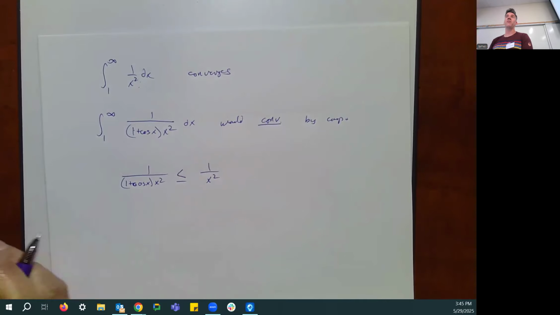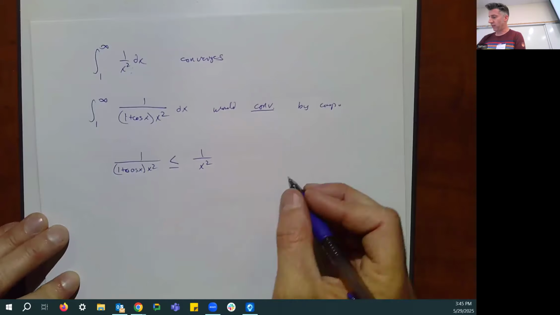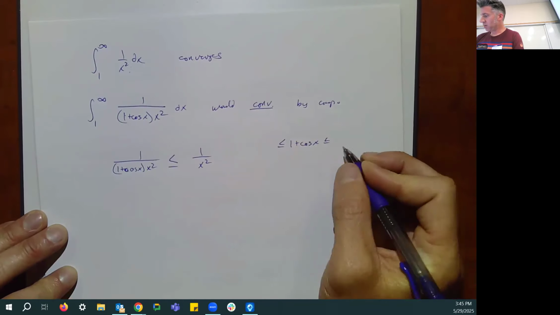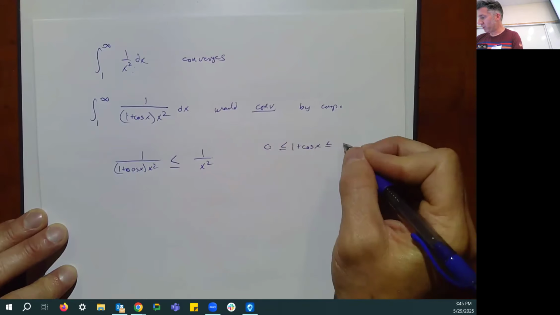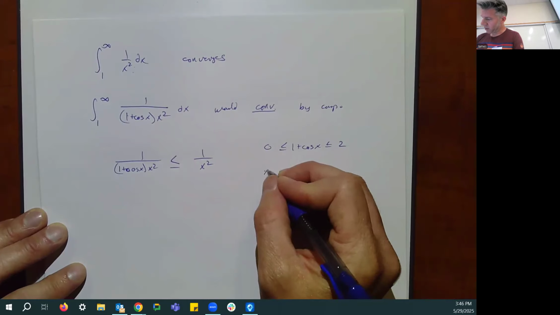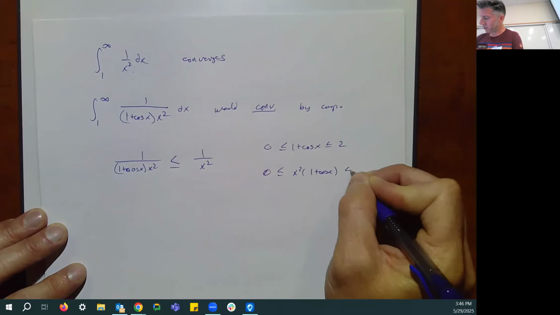So maybe you all had different problems, but this would definitely work. This inequality you can get from saying 1 plus cosine x is between negative 1 plus 1 and 1 plus 1, and then multiply everything by x squared. 0 less than or equal to x squared times 1 plus cosine x less than or equal to.